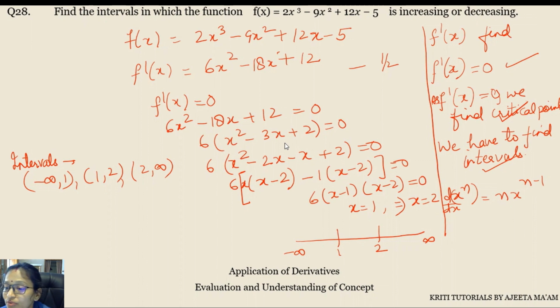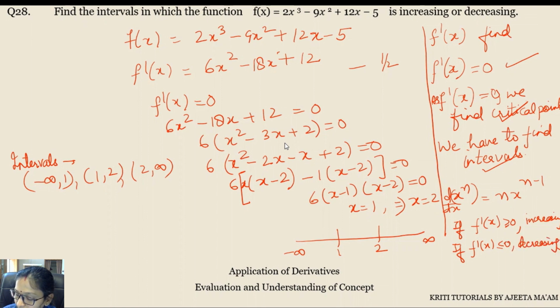Now after this we have to apply the conditions of increasing and decreasing function. Now what are the conditions of increasing and decreasing function? Let's write the conditions here first. If f dash x is greater than 0, or you can write equal to also, because the word strictly is not there, then it is an increasing function in the interval. If f dash x is less than or equal to 0, then it is a decreasing function in the interval. Right? So now we have to check the intervals.